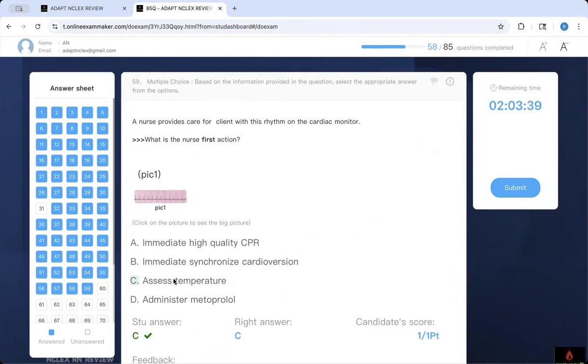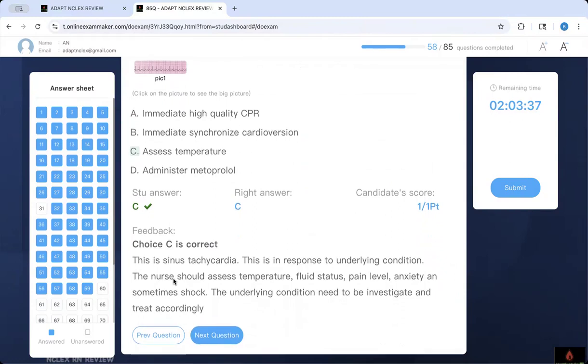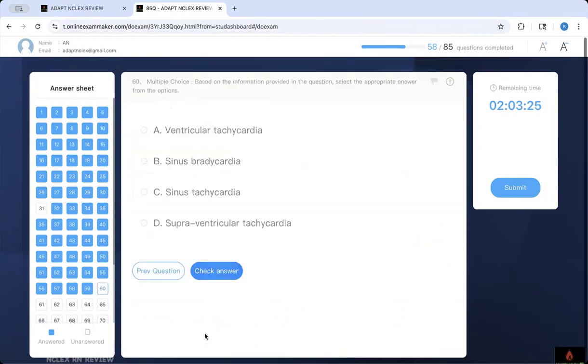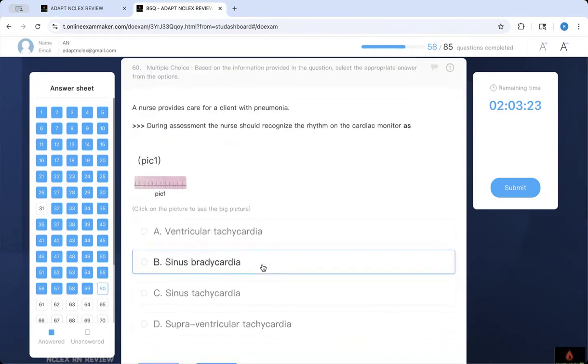I know a lot of people will pick number 4, but before you do that, you've got to understand the underlying situation. Is it a fluid problem? Is it pain level? Is it anxiety? Is it shock or something before you do something? First EKG question. How did you do it? I know you got it.